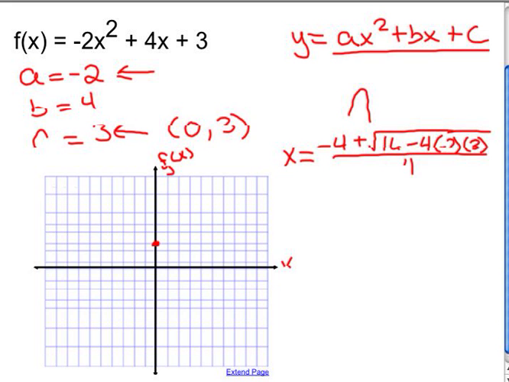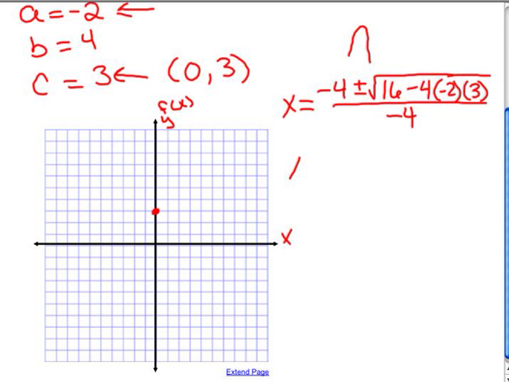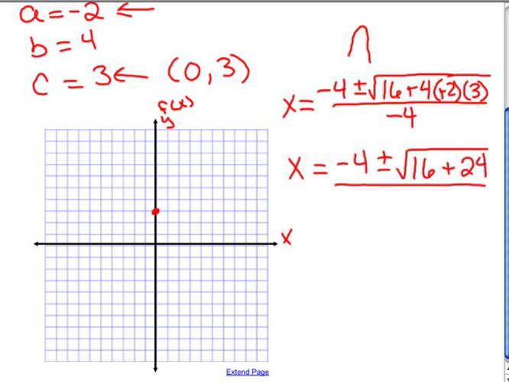So I'm going to keep going with this. We get negative 4 plus or minus the square root of 16, and 2 negatives here become a plus a positive. So we get 16 plus 24, all over negative 4. Okay, and just keep on simplifying. Negative 4 plus or minus the square root of 16 plus 24, that's 40. Looks like square root of 40 over negative 4.